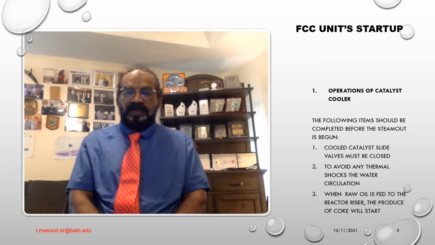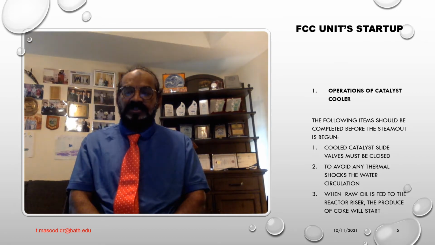Number 3, when raw oil is fed to the reactor risers, the production of the coke will start. The burning of the coke will increase the catalyst temperature in the regenerator. Adjust the opening of catalyst cooler slide valves with the increase of the coke production to keep the regenerator dense bed temperatures below 719 degrees Celsius. Okay. Next, we are going to discuss line out the fractionation section.